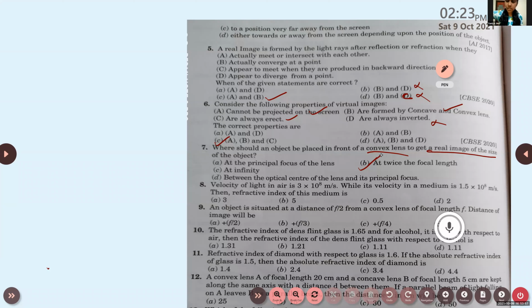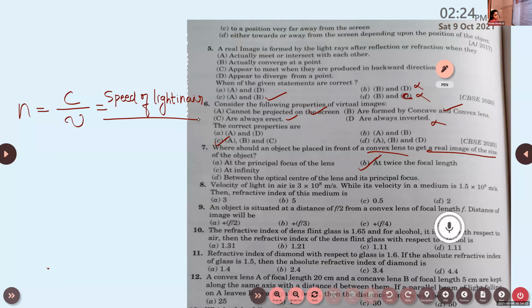N is equal to C by nu. Very good. N is not V, it's a Greek letter nu. So n is equal to c by nu. And what does c represent? Speed of light. Speed of light in where? Air. Speed of light in air divided by nu. Nu represents the Greek letter, the speed of light in medium. So this is the equation for calculating the refractive index.